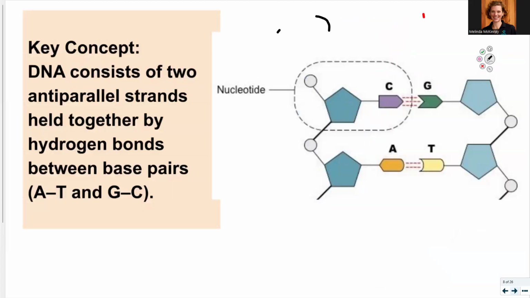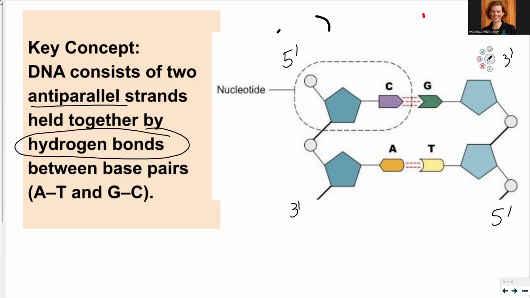So DNA consists of 2 anti-parallel strands. That means one is going to be oriented in the 5' to 3' direction. Whoops. This is the 5', here's the 3'. Okay. And the other strand is going to be in the opposite direction, so it's going to be 3' to 5'. So that's anti-parallel. They're held together by hydrogen bonds that link the base pairs.